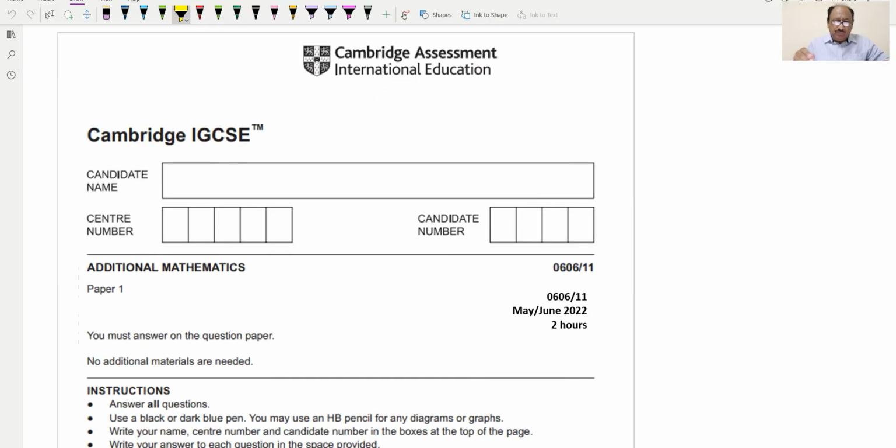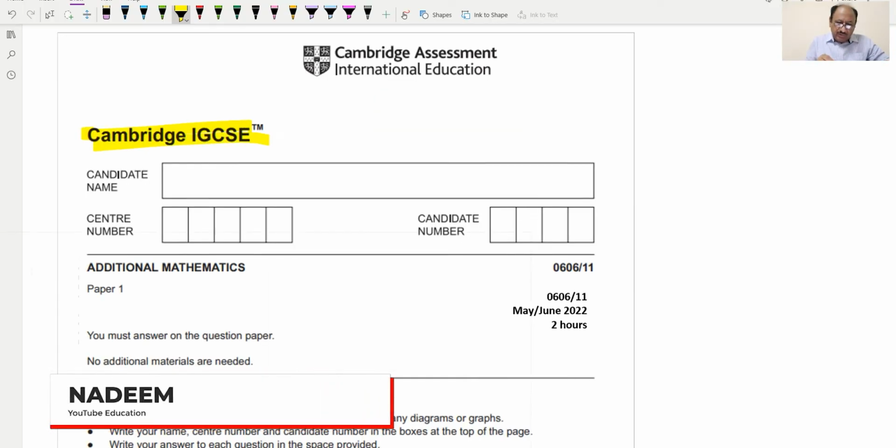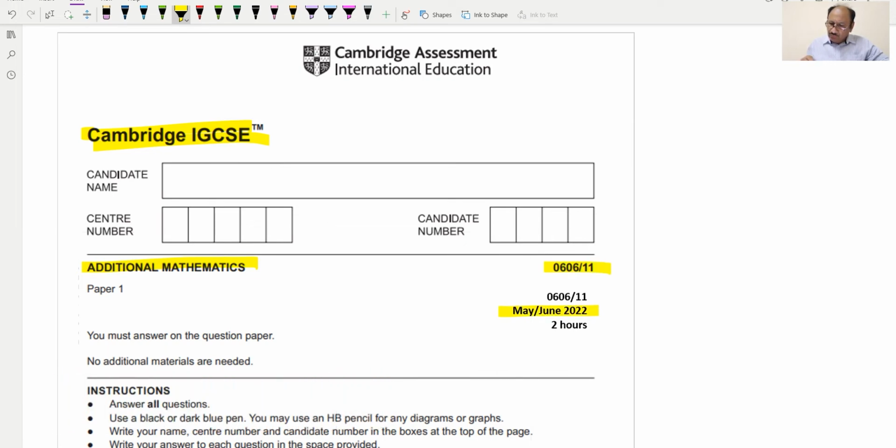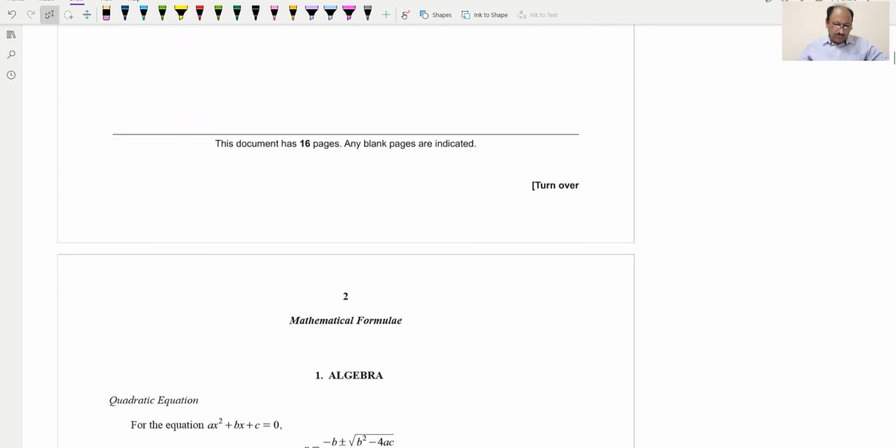Hello everyone, today we'll be going through Cambridge IGCSE Additional Mathematics 0606/11 May/June 2022. This is paper 1. Let us move to question number 1.